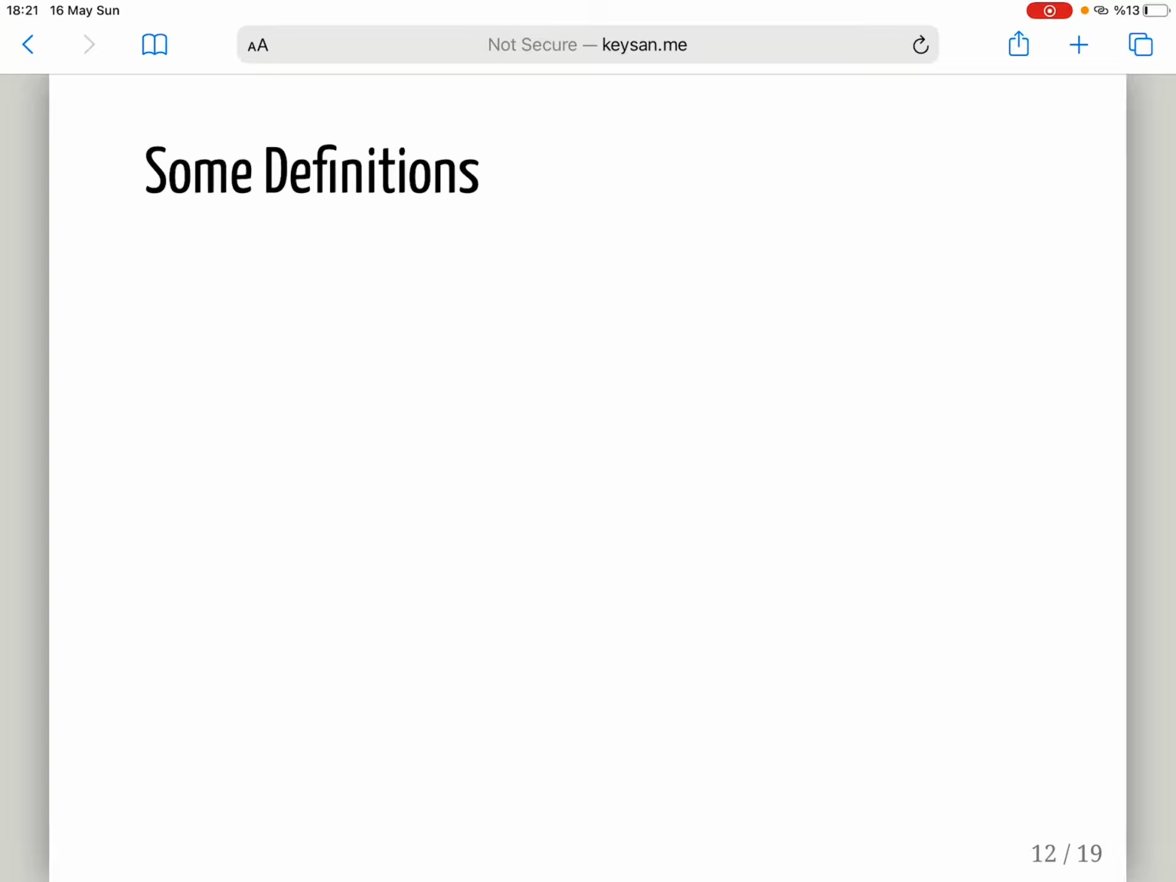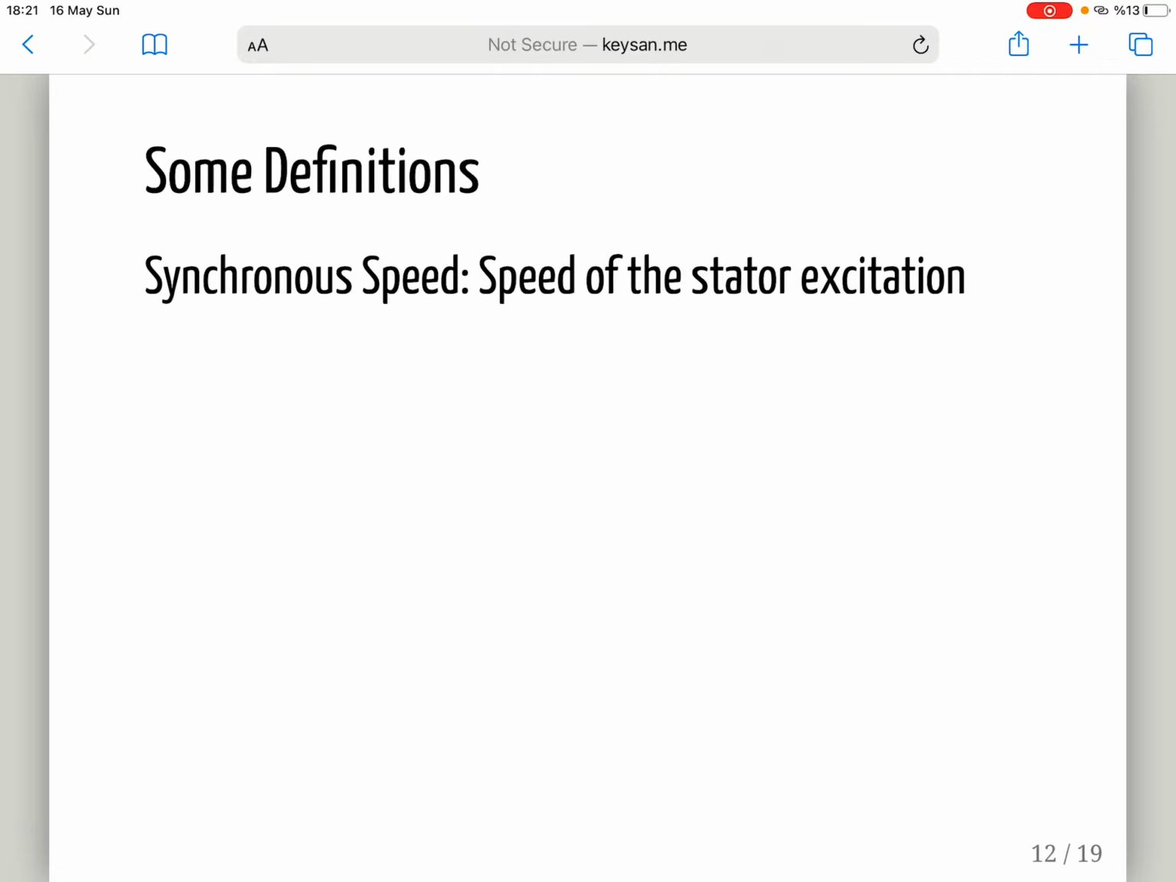So before proceeding on, in the next week we will see the equivalent circuit, but let's start with some definitions. First, as we have seen in the early weeks, there's the synchronous speed. The synchronous speed definition is the same as with the synchronous machine. Synchronous speed is the speed at which the MMF is rotating. It can be electrical or mechanical, but it is the speed of the stator excitation.